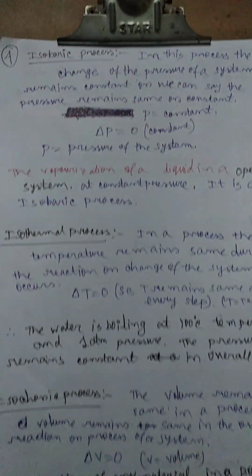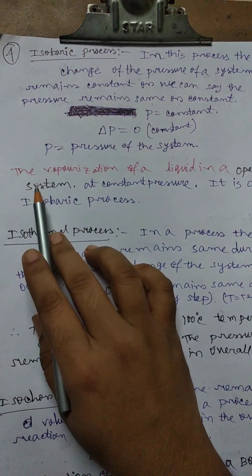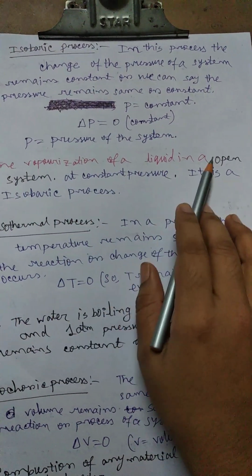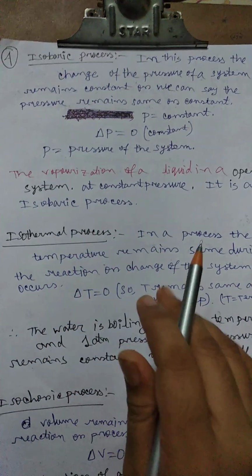Okay. P here is denoted as the pressure of the system. The vaporization of a liquid in an open system at constant pressure is an isobaric process.